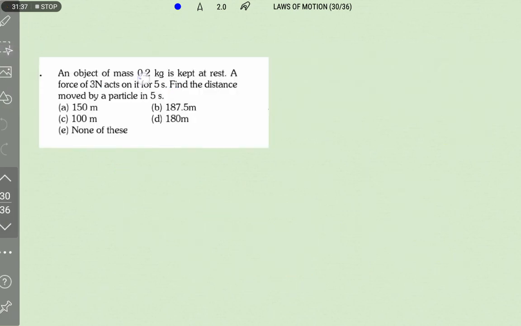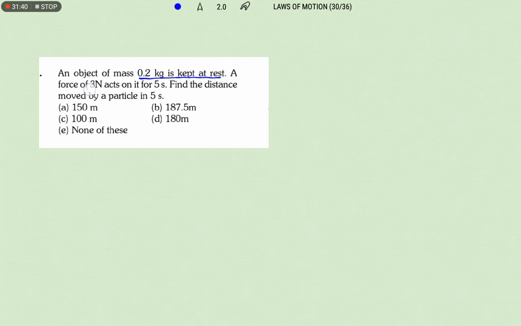An object of mass 0.2 kg is kept at rest. A force of 3 newtons acts for 5 seconds. Find the distance moved by the body in 5 seconds. They are asking distance. To find the distance, first of all let us take the given values: 0.2 kg, and a force F equal to 3 newton acts on it. How long is it acting? Delta t is equal to 5 seconds. They are asking what is the distance travelled by the particle in this duration.